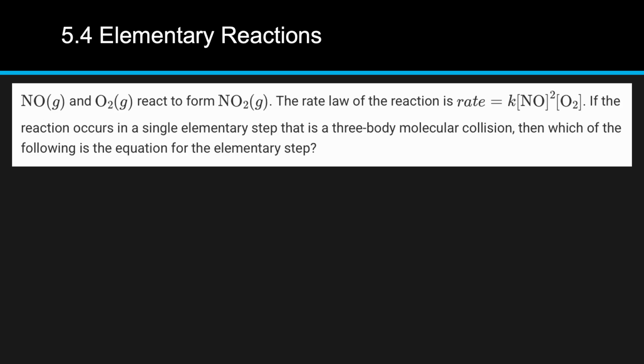So luckily, we know that from the rate law, that pretty much gives us our reactants and how many of them there are. So we know we have NO gas, and we know we have 2 of them because it's second order. And we also know we have O2 gas, and we only have 1 of them because it's first order. And then we can see from the very first part of this question that we are forming NO2. And then we just need to make sure it is balanced, and it is not, so I'm going to go ahead and put a 2 in front of NO2, and that is our answer.